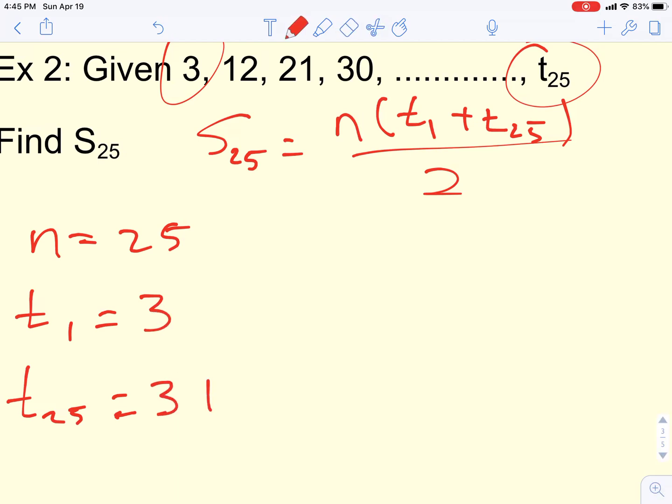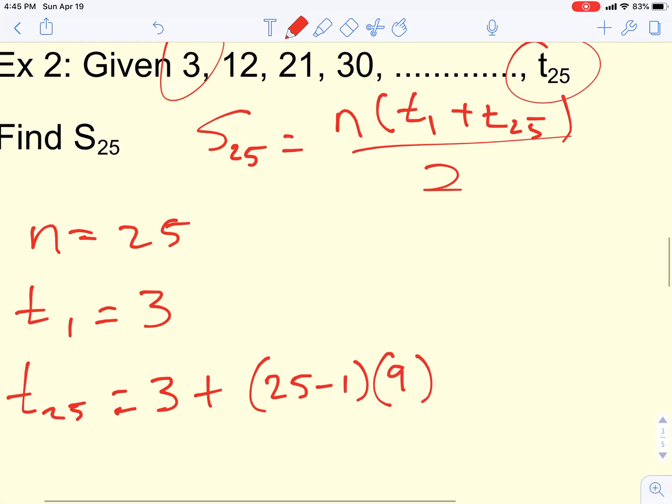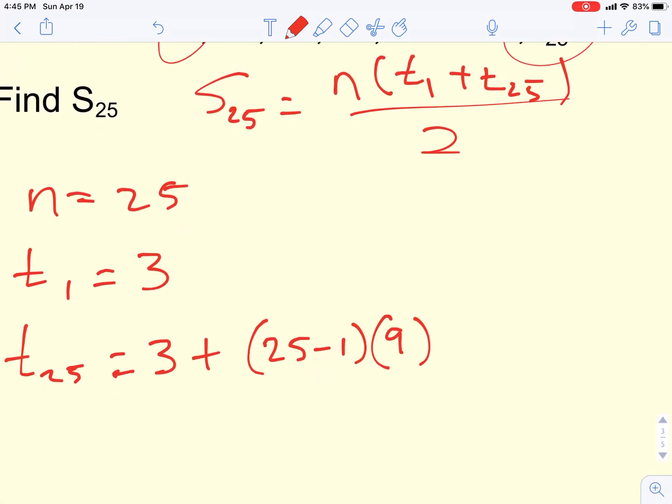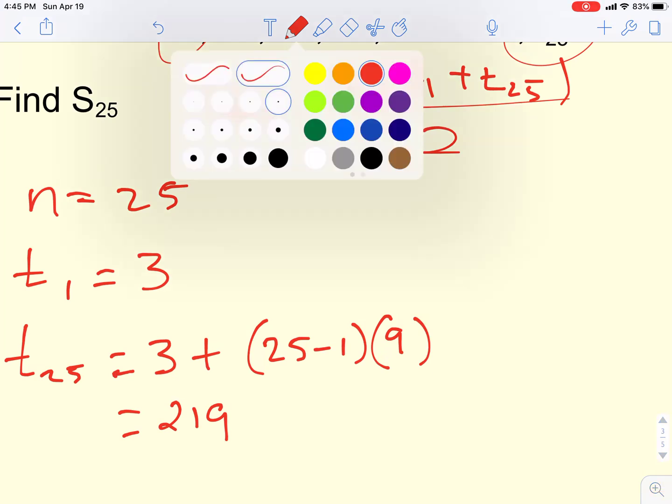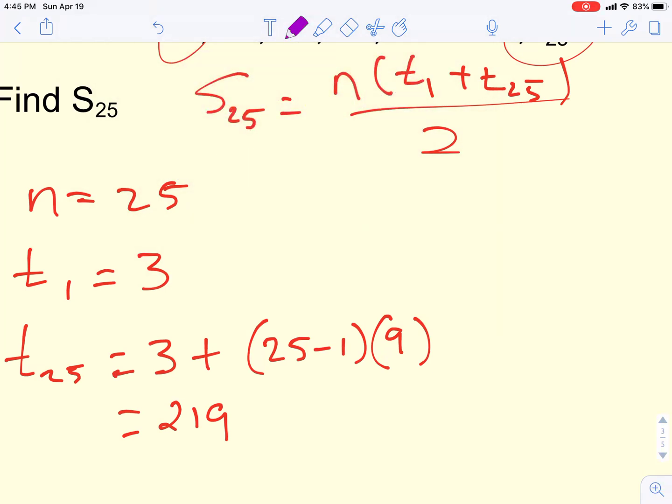The first term plus n minus 1, which is 25 minus 1, times the common difference of 9. We're just taking that formula that we did yesterday, doing the math, and we get 219. So now we have all three parts that we need. You just plug them into the equation. So we got 25 is the number of terms, times 3 plus 219, divided by 2.